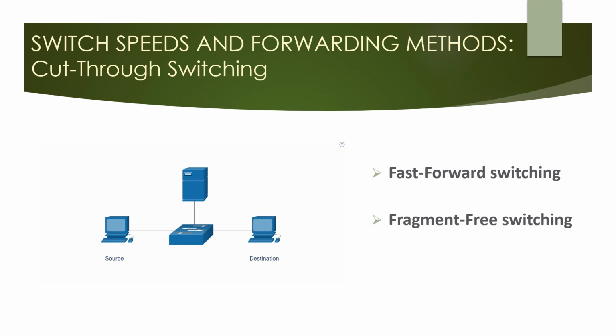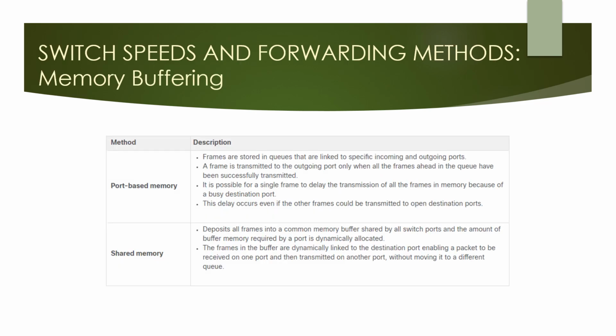When the error rate falls below the threshold, the port automatically changes back to cut-through switching. An Ethernet switch may use a buffering technique to store frames before forwarding them. Buffering may also be used when the destination port is busy because of congestion. The switch stores the frame until it can be transmitted. There are two methods of memory buffering, as listed in this table.